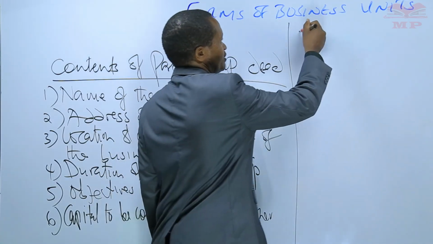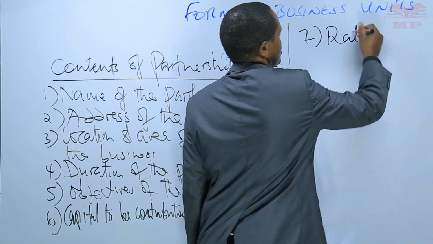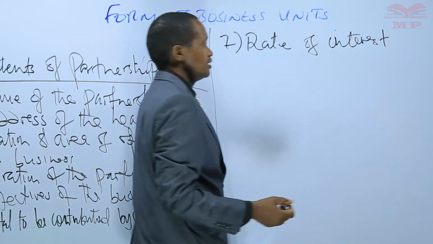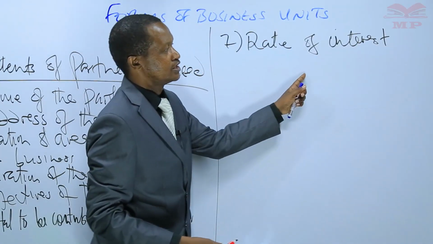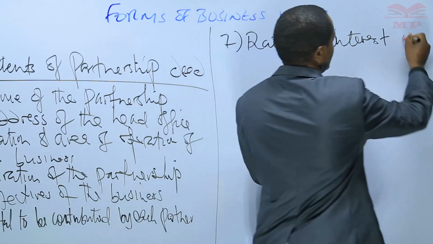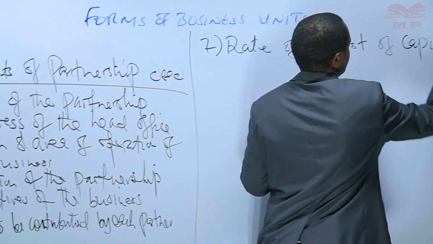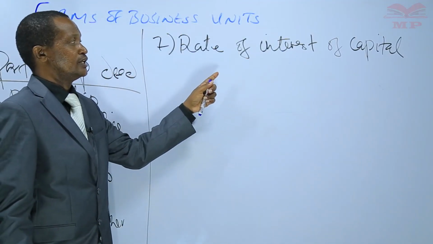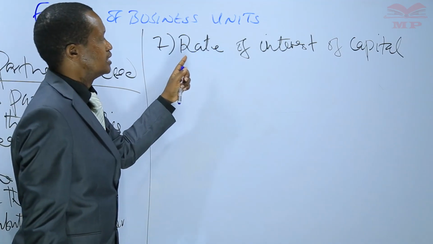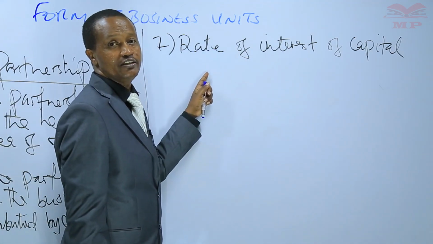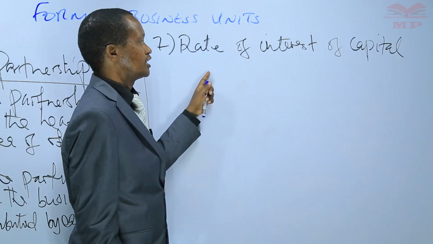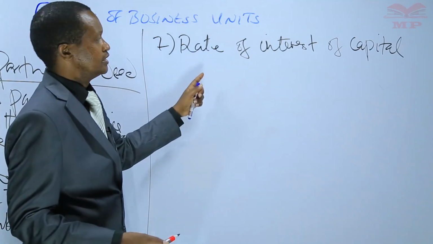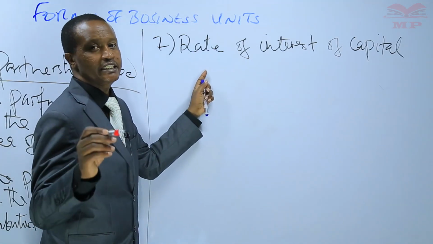Then related to capital is the rate of interest. Number 7, the rate of interest on capital. When partners contribute capital, they may agree on a rate of interest that they will receive at the end of every year. So that has to be agreed. If it's 5% or 10% or 15%, it's important to have it in the partnership deed.